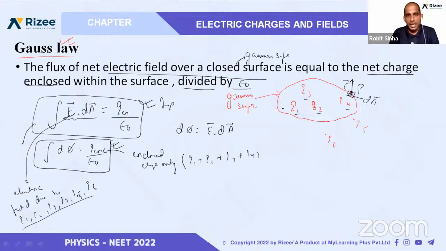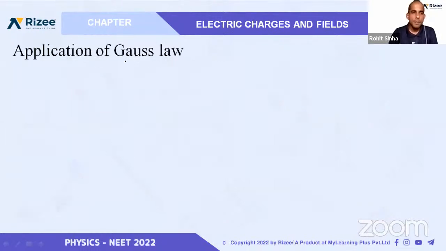Okay. Any problem till now? We will be discussing Gauss law, and the various types of questions asked from Gauss law. Any problem till now in Gauss law? Any problem? Let me check. Clear. Okay, nice. Nice.